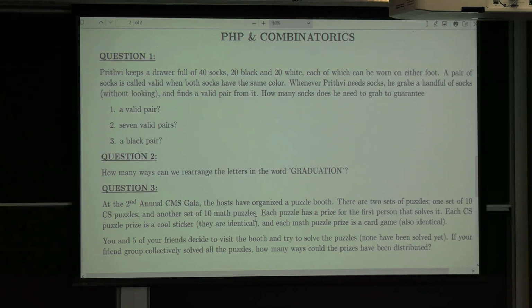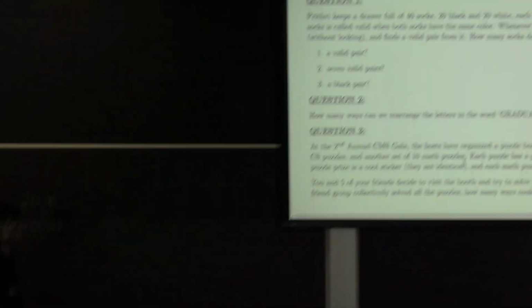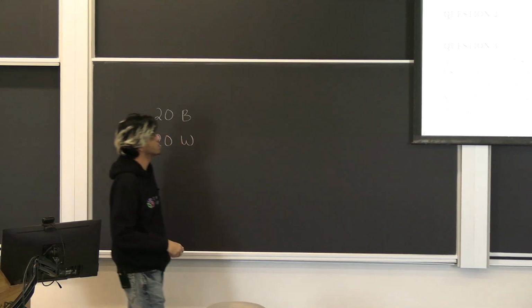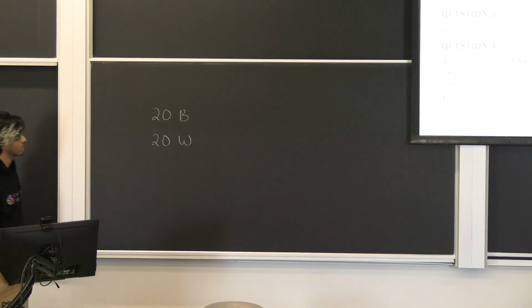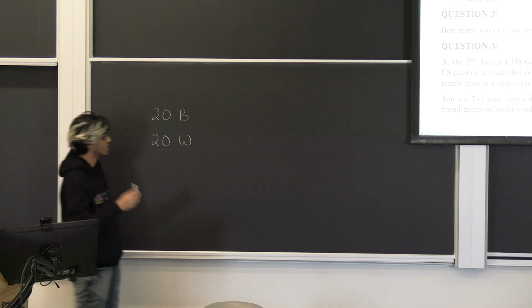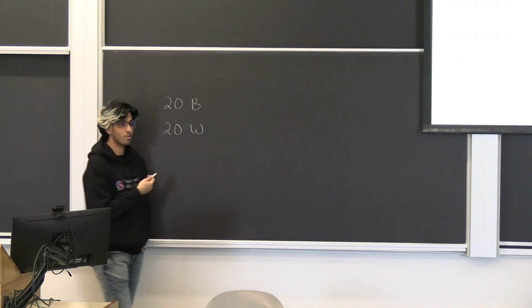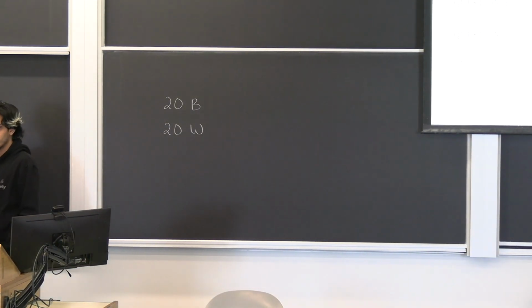Okay, hopefully everyone has had an ample chance to solve this. I will try to reinterpret and simplify what this problem is. There is a drawer full of socks. 20 of them are black, 20 of them are white. And Prithvi, your dear TA, doesn't have time to fold them in pairs.